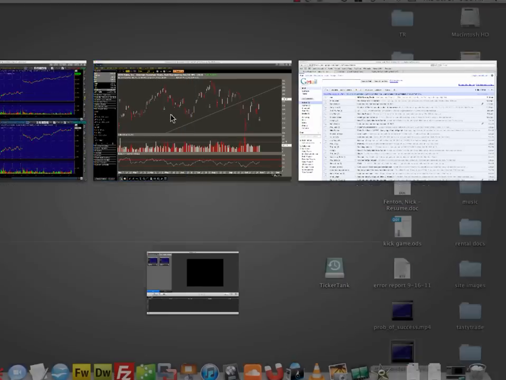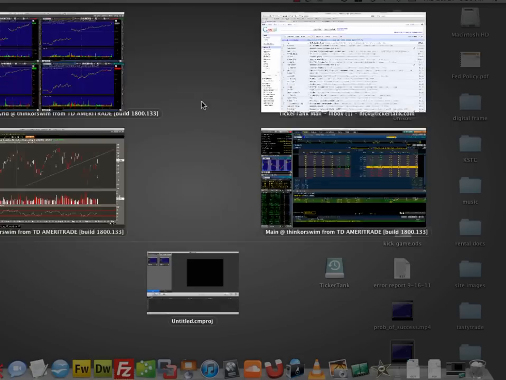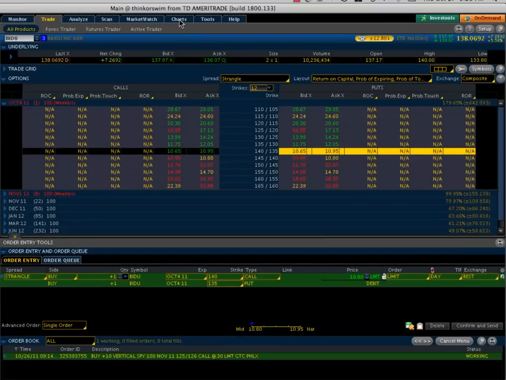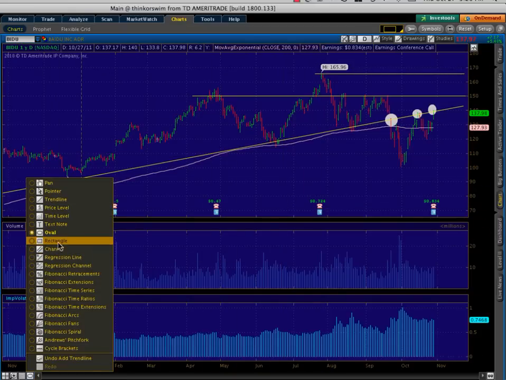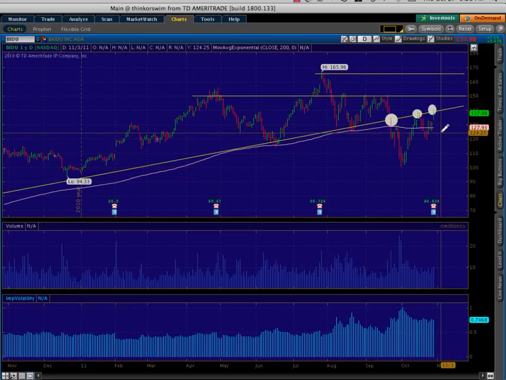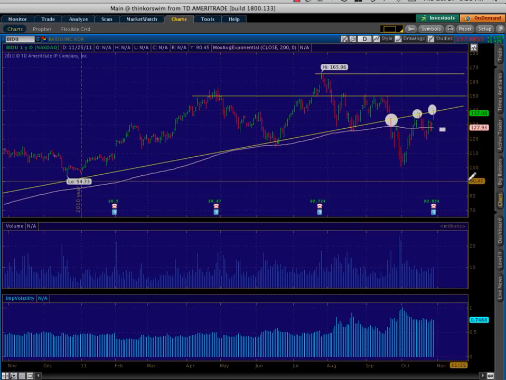So our lower expected move is approximately, let me switch back to this chart here, just about 126.50. So we'll say right around that area is the lower expected move. Upper expected move is just under 150. So we'll put it right here.